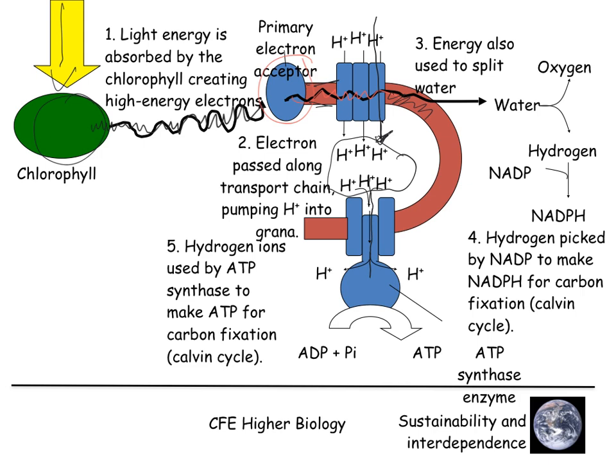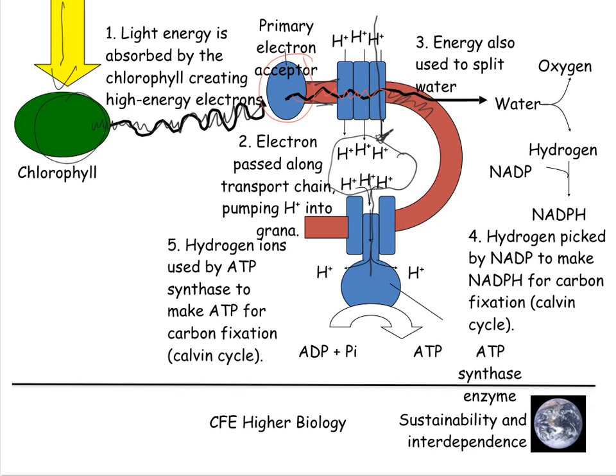Now you remember that before from your electron transport chain in respiration, so it's the same process here. It's this enzyme here, your ATP synthase, and it is used to make ATP. And that ATP then goes into the next stage, the carbon fixation, sometimes known as the Calvin cycle.